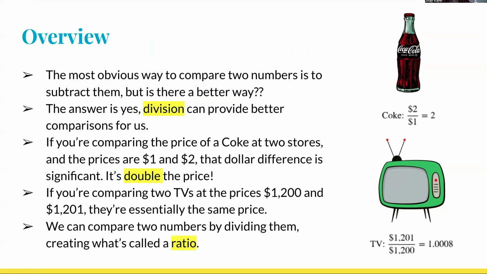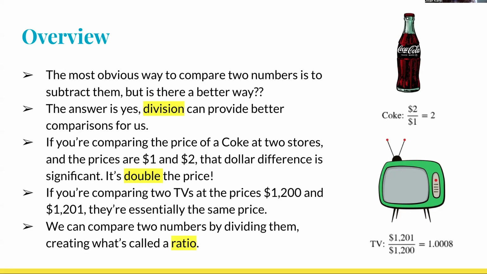If you're comparing the price of a Coke at two different stores and the prices are $1 and $2, that dollar difference is significant. It's what we call double the price. If you're comparing two TVs at the price of $1,200 and $1,201, they're essentially the same price. They're only different by a dollar, but we could divide that, and that would give us 1.0008, meaning that it's only different by that 0.008 margin, which is super small. So those are essentially the same, only different by a dollar.